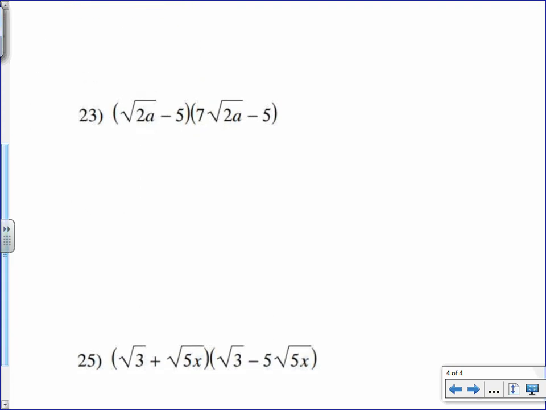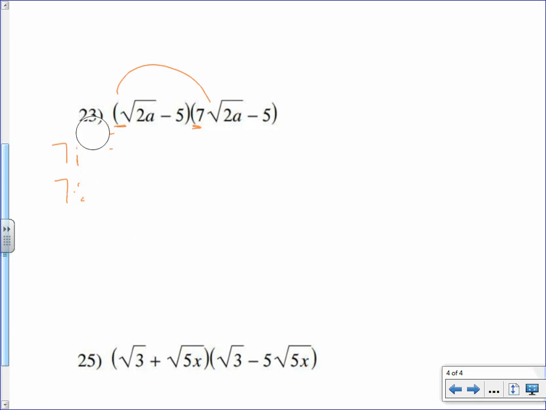If you guys like to do FOIL, this is when you FOIL. If you like to do the little tic-tac box thingy to multiply, this is where you do that. I'm a FOIL person, so I'm going to FOIL. When I do my first terms, I'm going to have 1 times 7, that's 7. And the square root of 2a times the square root of 2a. Now, that's going to give me the square root of 4a squared, which is going to give me 2a, because the square root of 4 is 2, and the square root of a squared is a.